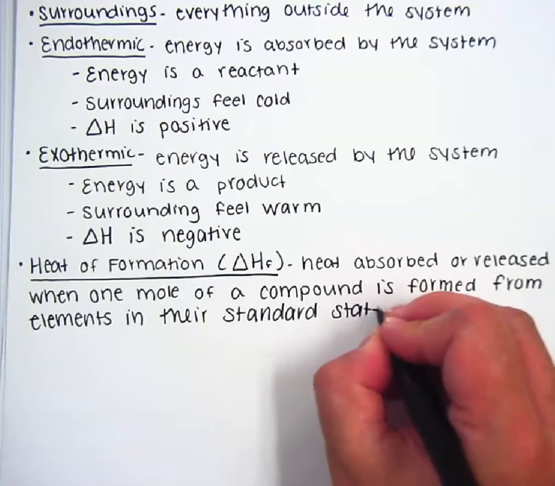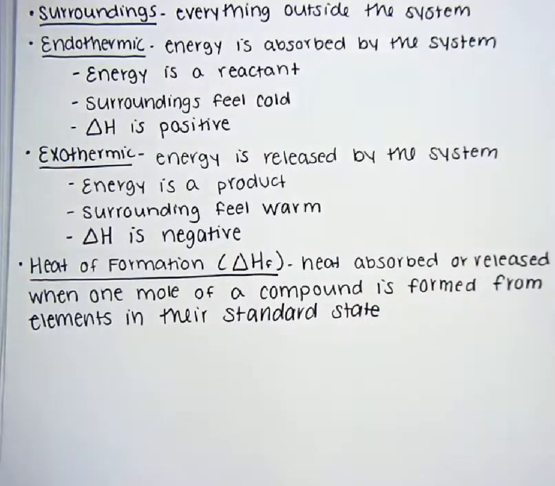So heat of formation is just telling us how much heat energy it takes, or how much heat energy is released, when we form one mole of a compound. Standard state is just the state of a substance in its pure form, 25 degrees Celsius, 1 atm pressure.